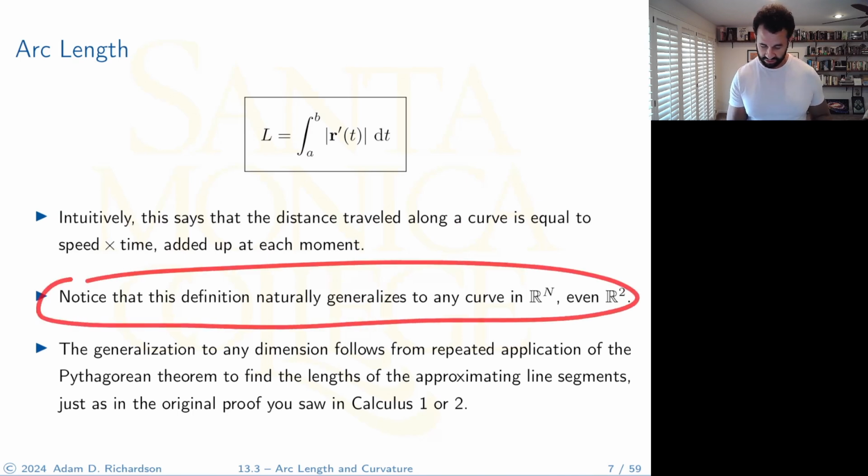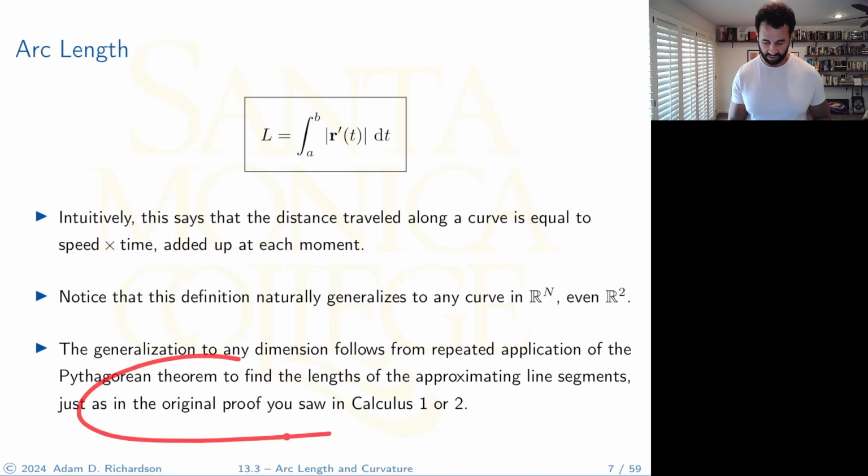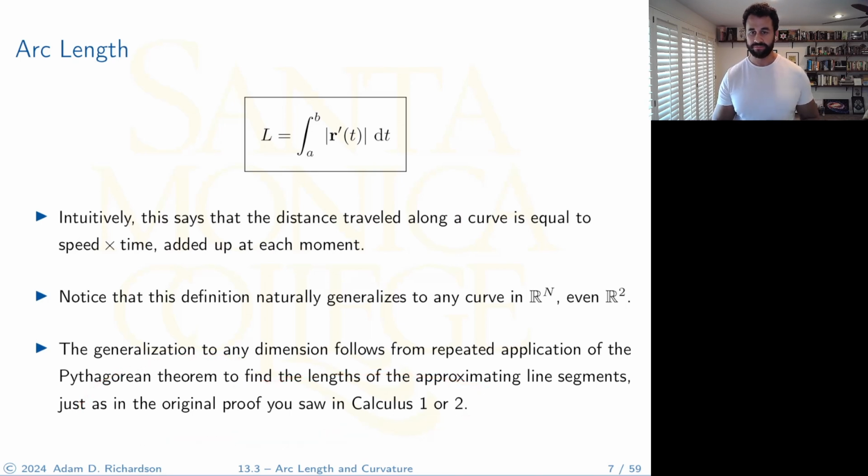Like I mentioned before, this generalizes naturally to any curve in R^n, even R^2. And the generalization to any dimension just follows from repeated applications of the Pythagorean theorem to find the lengths of the approximating line segments, just as we saw in Calc 1 or Calc 2. So this is the arc length formula right here.